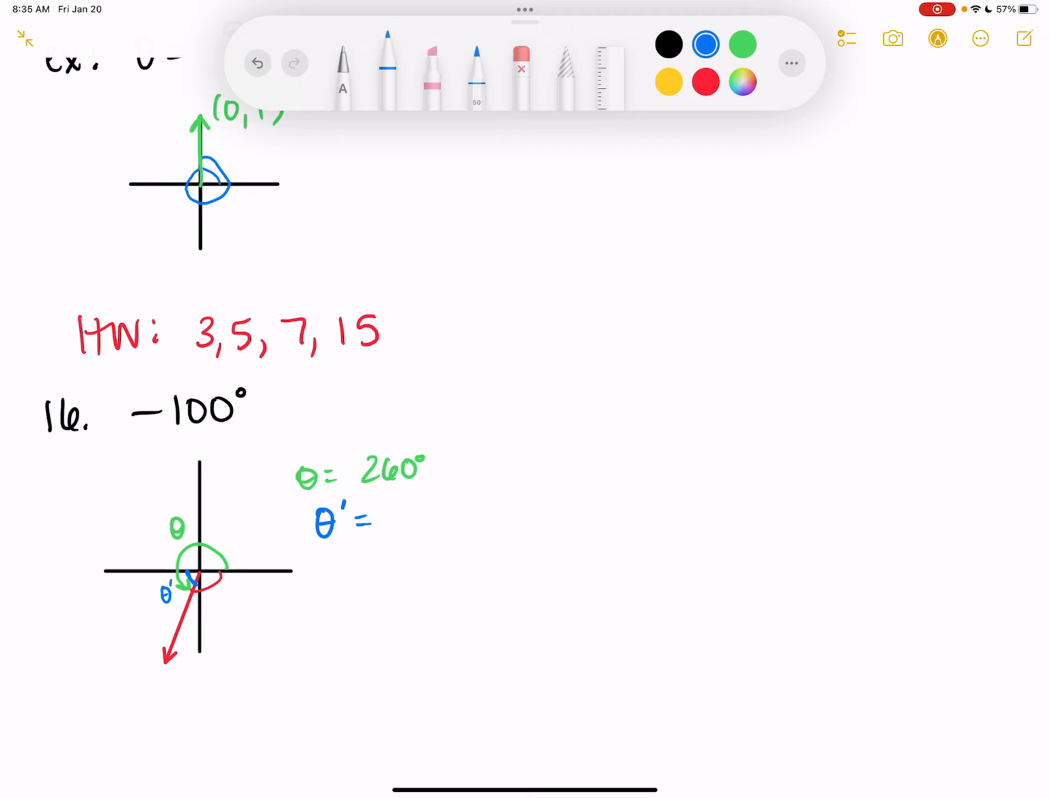Now, it's in quadrant 3, so we use theta minus 180. This is why we had to change it to positive, because if we use the negative one, it's not going to come out correctly. So we have to use the positive angle. So then we just plug in 260. So 260 minus 180 is 80 degrees.